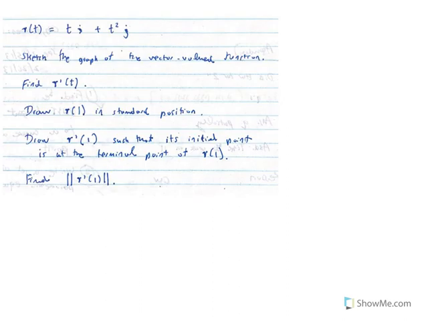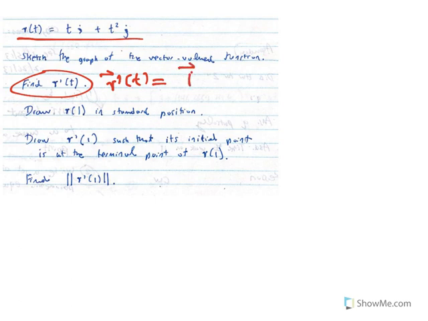What we'd like to do with this particular activity is sketch the graph of this vector-valued function and find r prime of t. That I can do very quickly. r prime of t is, the derivative of t is 1, so I have 1i, and the derivative of t squared is 2t, so I have 2tj. That's r prime of t. Then we want to sketch the vector r of 1 in standard position. This is what we call the position vector.